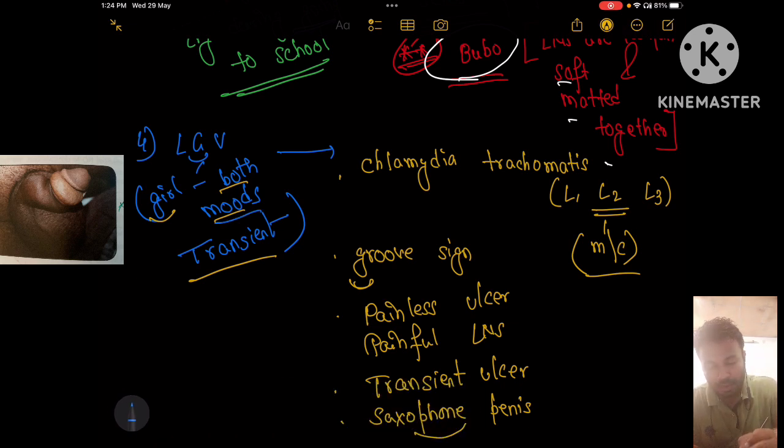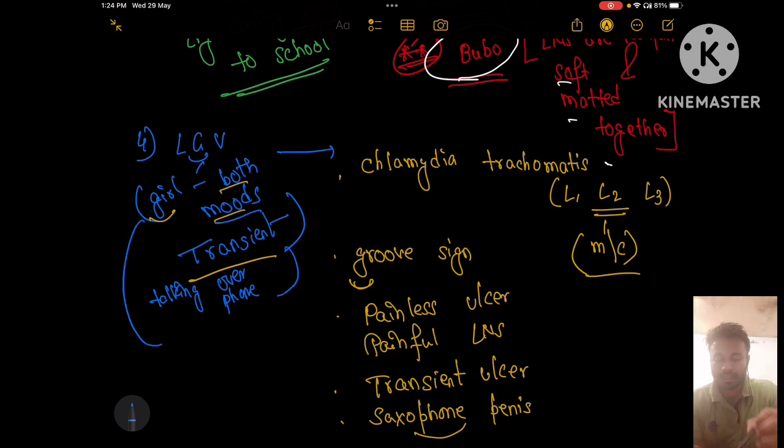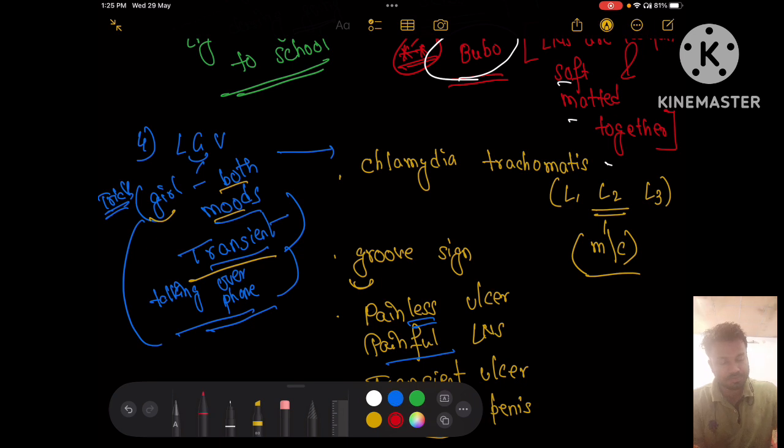So girl has both moods, transient and talking over phone. How we can remember LGV, lymphogranuloma venereum, is a trick. Girl has both moods, they are transient and talking over phone. So saxophone penis, transient ulcer, painful lymph nodes, painless ulcer, groin sign and Chlamydia trachomatis.